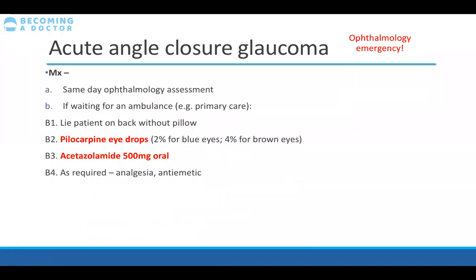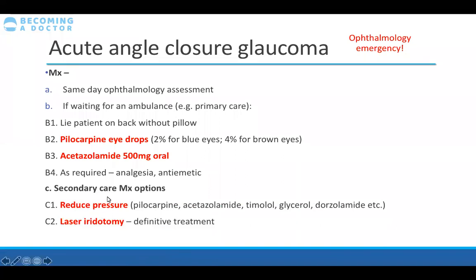In terms of management, you refer them same day for ophthalmology assessment. If you're in primary care, you can do a few things beforehand. Lie the patient back without a pillow. If you're in a GP, you can possibly give pilocarpine eye drops, and then you give acetazolamide 500 milligrams. That's standard. You would give both, either in primary care or secondary care. And as required, you can give analgesia and antiemetics, so basically symptomatically treat the patient.